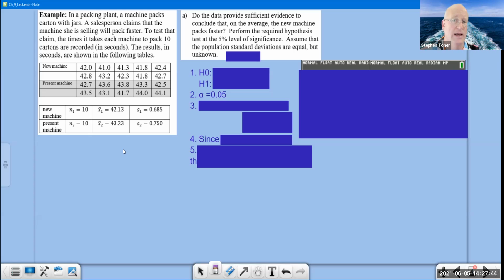Now, in part A, do the data provide sufficient evidence to conclude that on the average, the new machine packs faster? Perform the required hypothesis test at a 5% significance level, and you can see down in step 2, I've already listed alpha as 0.05. Then it says, assume the population standard deviations are equal but unknown. In other words, sigma 1 equals sigma 2, the population standard deviations.